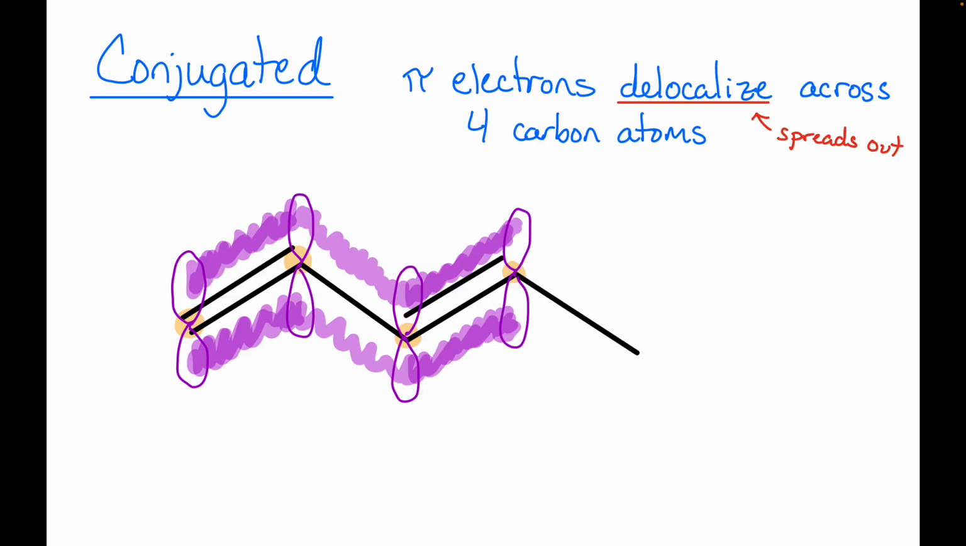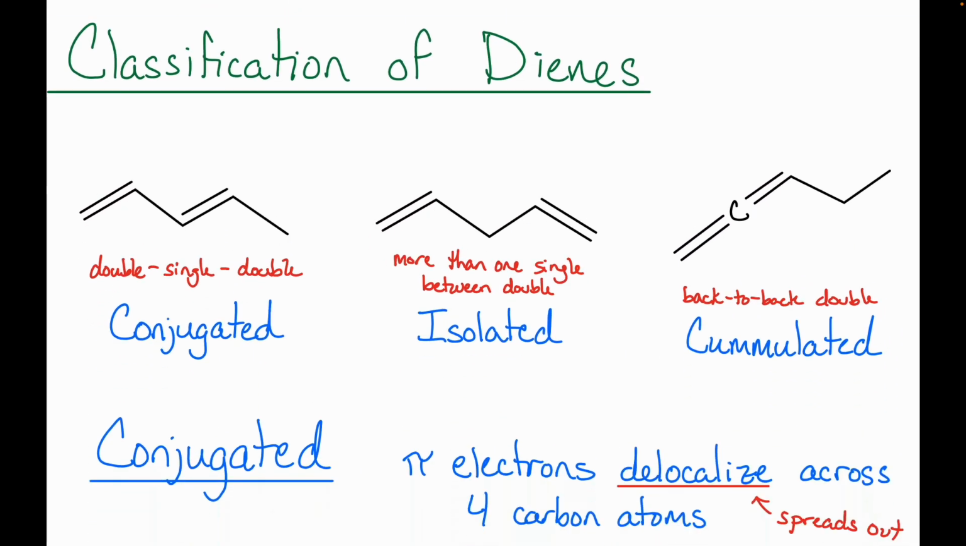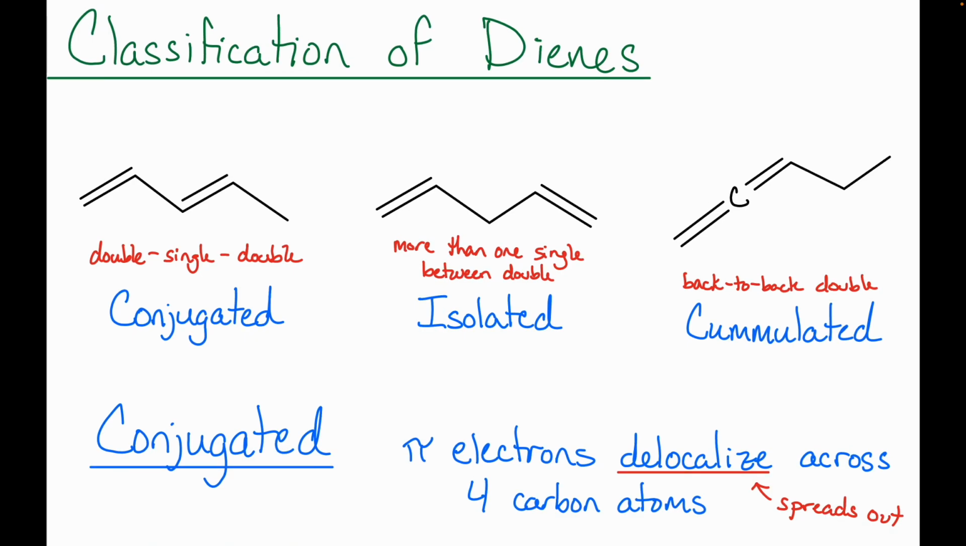You've got these p orbitals all lined up in a row. The electrons are like, sweet, I'm going to spread myself out across all four of those p orbitals. And anytime electrons can delocalize, we call that resonance. And resonance always adds stability to a molecule. So these conjugated dienes are particularly stable dienes. These are the most stable of our dienes here.